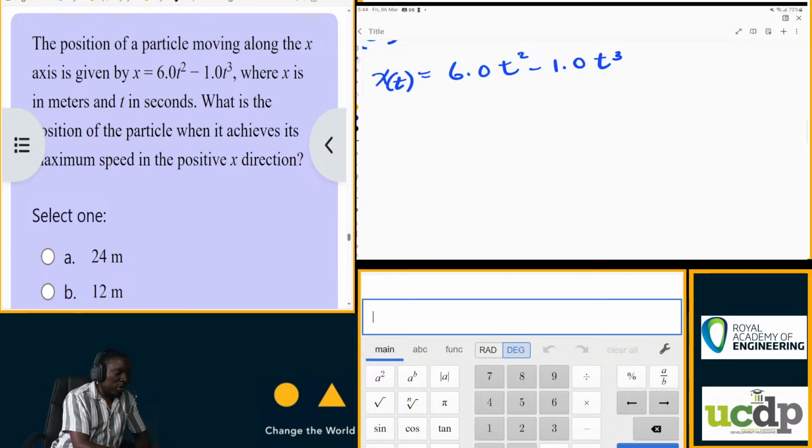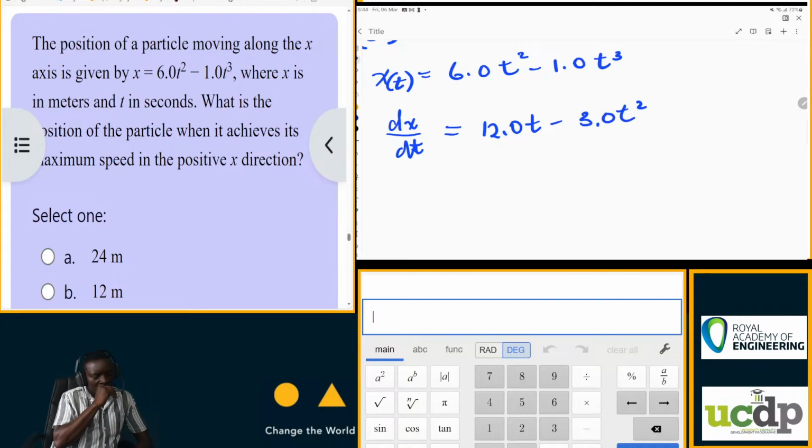So for us to get to that, we need to find the velocity of this particle, and this is given by the differential with respect to time of the position. A differentiation of x with respect to t gives us 12.0 t minus 3.0 t squared. So the velocity at any time t is therefore 12t minus 3t squared.